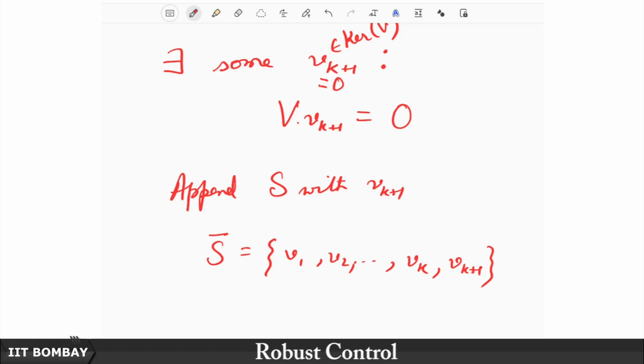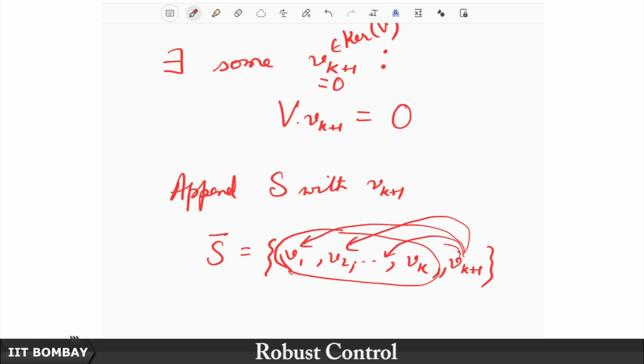And the claim is that this is going to be another orthonormal set of vectors. Why? Because these are anyway an orthonormal set of vectors. Now, when you are adding one new vector to this set, all that you have to ensure is that this new vector is also orthogonal to each of these vectors, and I am saying that that is trivial.